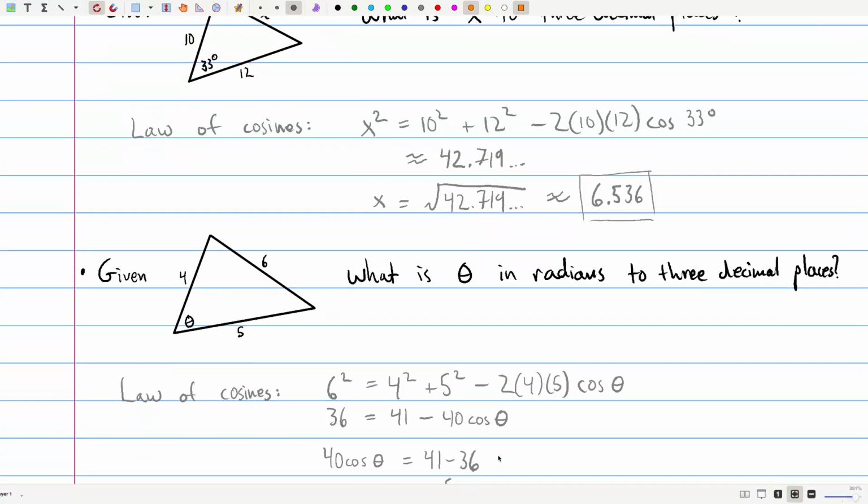So, what will we do? In this case, what I did was I subtracted 36 from both sides, and also added 40 cosine theta to both sides.